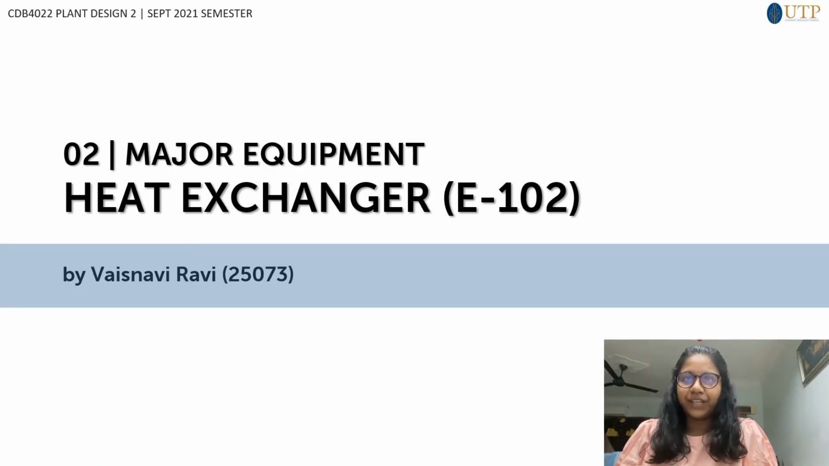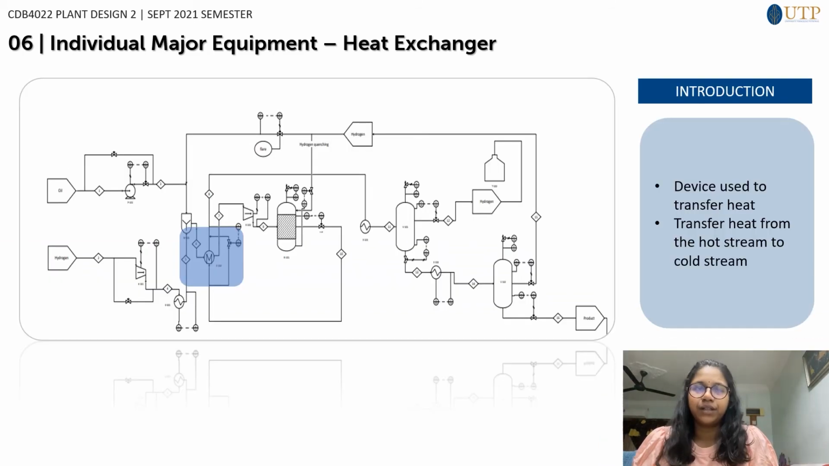I'm Vaishnavi Ravi, and the major equipment I chose is the heat exchanger. To put it simply, a heat exchanger is a device used to transfer heat from one medium to another. In this project, the main function of heat exchanger E102 is to transfer heat from the product stream, which is known as the hot stream, to the mixed feed stream, which is known as the cold stream.